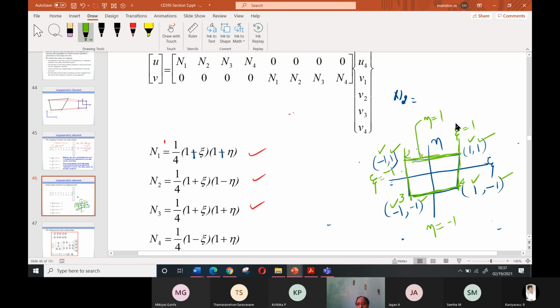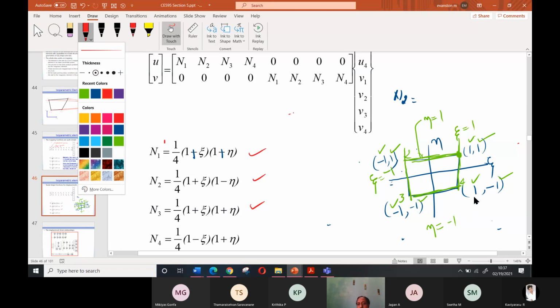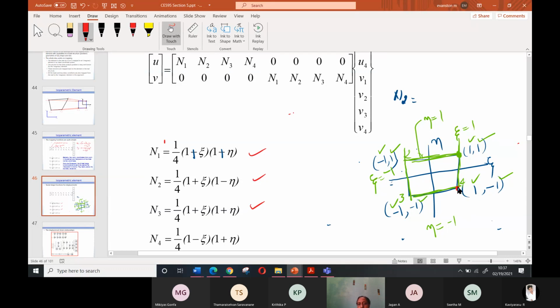This is eta is equal to plus 1, and this is eta is equal to 1, and xi is equal to 1. So if you mark that and find the nodal points, for 1 you will take 2 and 3 and 3 and 4. Suppose I want to find the shape function at node 4, then I have to leave that one, because I know that in that node the shape function is equal to 1, and the other points, I have to cover all the other nodes, 1, 2, and 3.